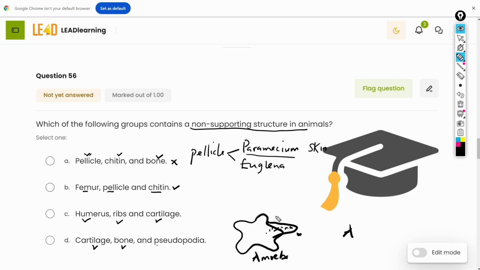Also, when the amoeba wants to feed, if there's a food particle at this region, it extends the pseudopodia or the cell membrane to form a pseudopodia until it gradually encircles the food into a food vacuole. So it is not a supporting structure in animals. So our correct answer is the option D, because of the presence of the pseudopodia there.